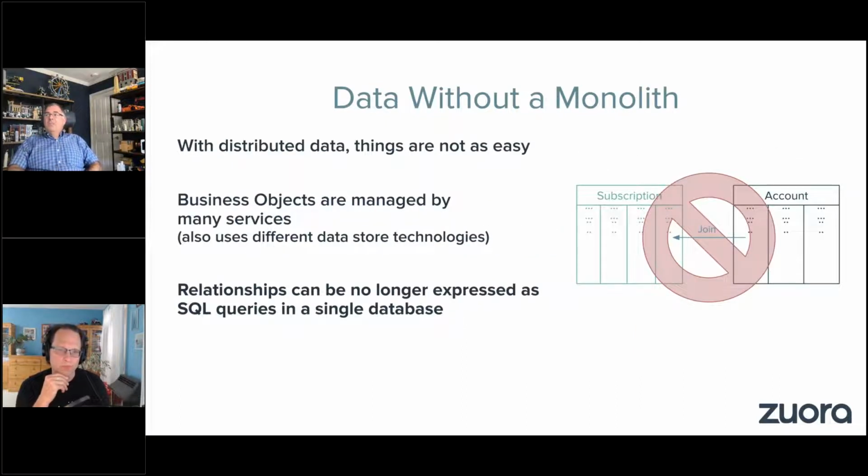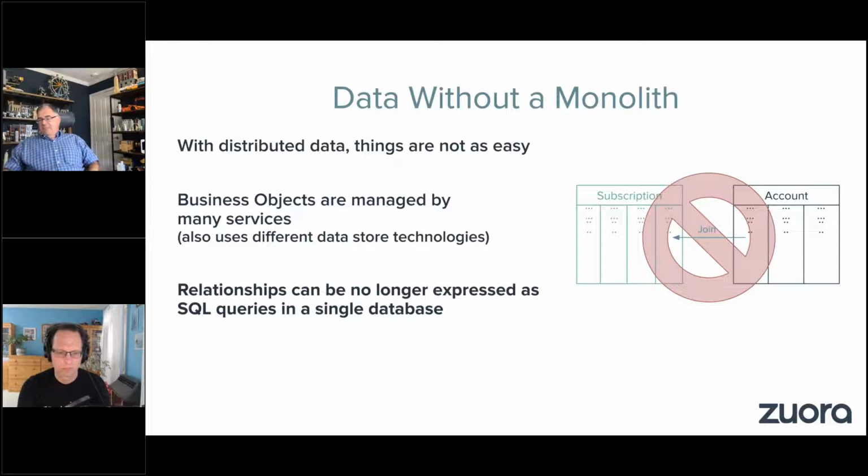Because once we no longer have a data monolith, things that were easy before are suddenly no longer easy. Our business objects are now managed by many services. And they even use different data store technologies. What used to be stored in a relational database may now live in a document database or a NoSQL database. So we cannot express these relationships that the SQL query needs as a SQL join in a single database. And at that point, we had to change the way we allow customers access to our data.